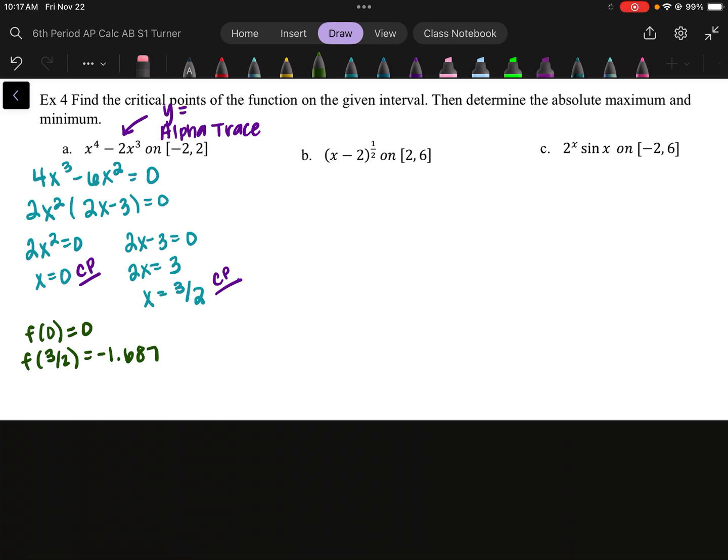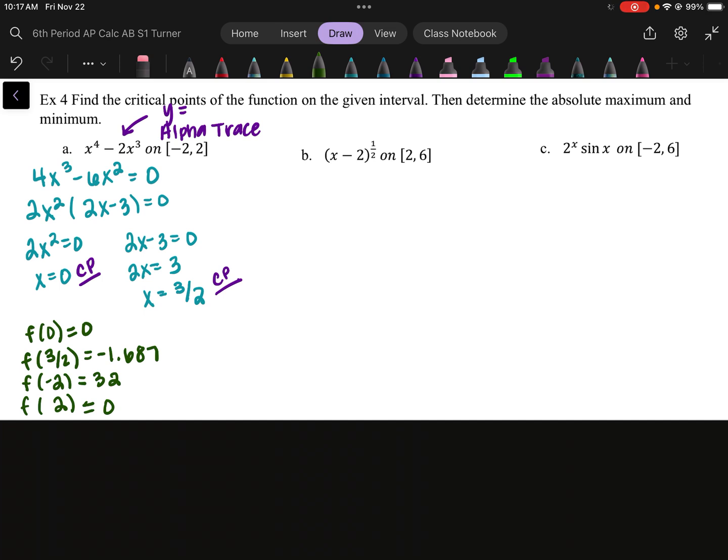So I tested both critical points, and then we test our endpoints. So I plug in negative 2, and I plug in my positive 2. When I plugged in negative 2, I got 32. And when I plugged in 2, I got 0. So that would be our step 2.